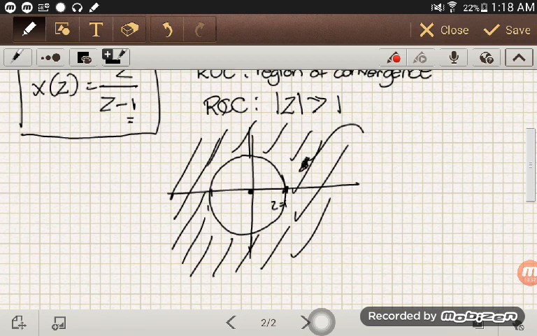So that's what the Z transform is. Okay. So that's the first example.